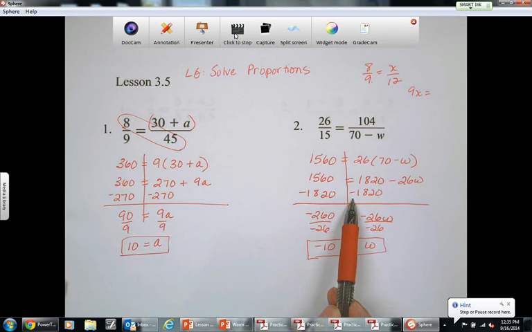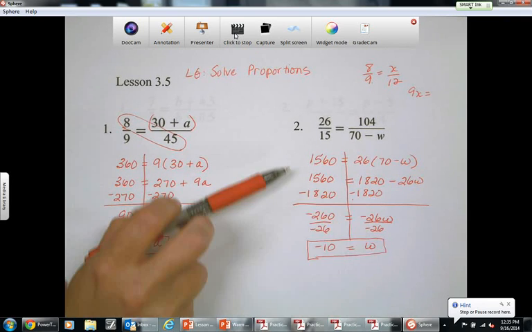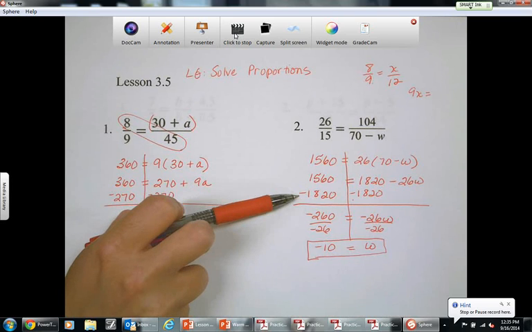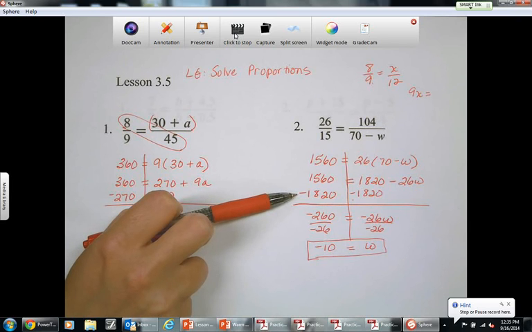I'm subtracting out the 1820 from both sides, and then I get a negative 260. But if you divide by negative 260, that gets positive. Ah, my goodness, I did make a silly mistake. Thank you. It should be a positive 10. I wrote it all out and then put a negative 10. Thank you.